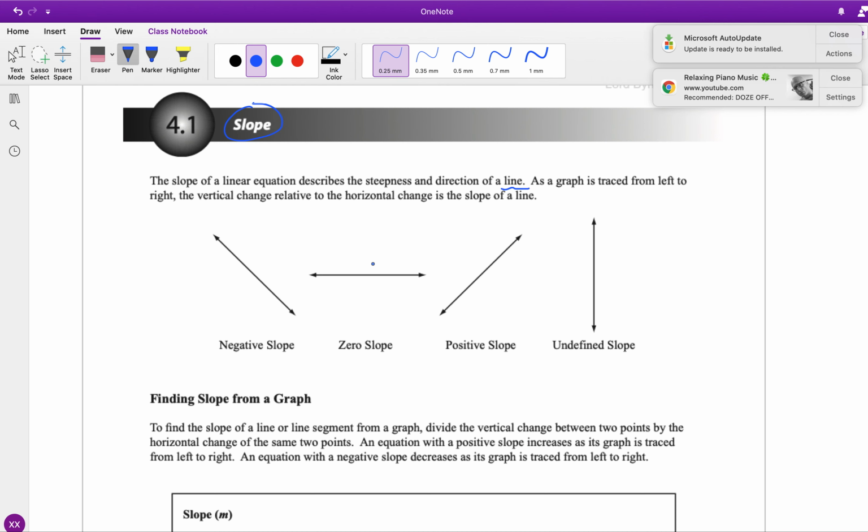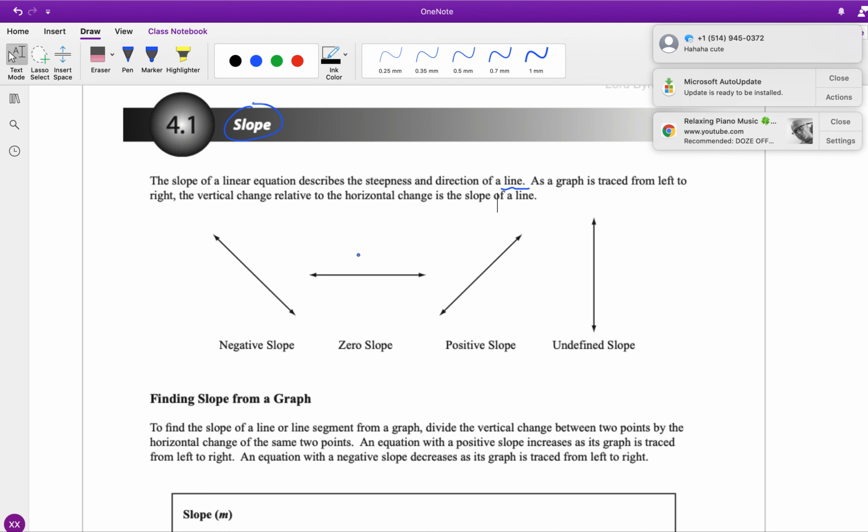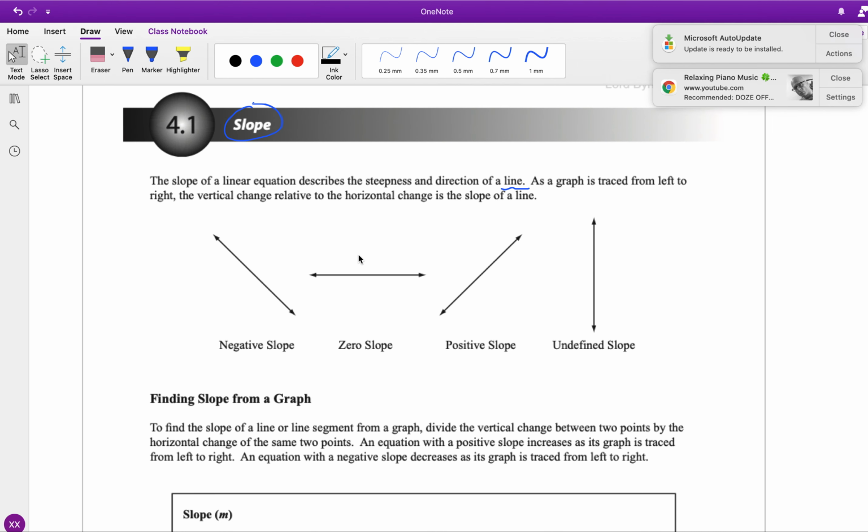Now this whole chapter, chapter 4, we will be talking about lines, and you have studied linear functions and equations in Math 9. So this is basically just a review. So what is the slope of a linear equation? This means how steep the line is, and also the direction.